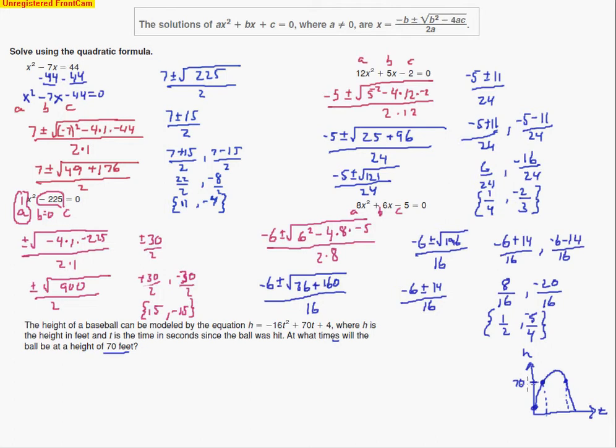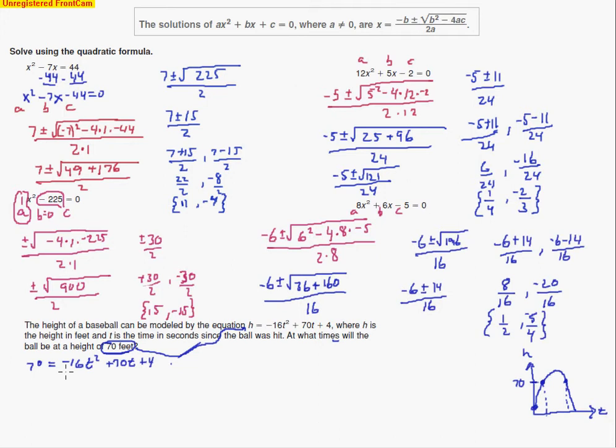So let's take a look at what we're going to do. First of all, I'm going to put the 70 feet in for h instead of 0, because it's not on the ground. We're not trying to find out when it hits the ground. We're trying to find out when it's at 70 feet. And so 70 equals negative 16t squared plus 70t, and then plus 4.